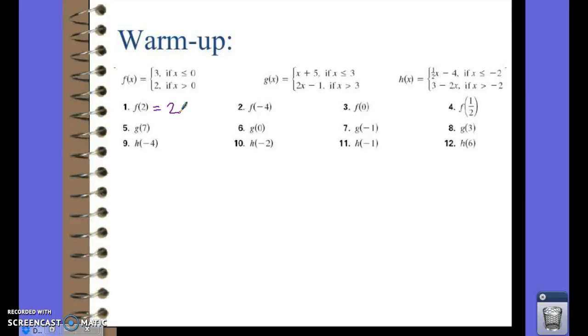Again, this is asking for f of -4. So again, I have to go, okay, here's f. -4 is not greater than 0, so it's not the bottom function. -4 is less than or equal to 0, so f of -4 is 3.